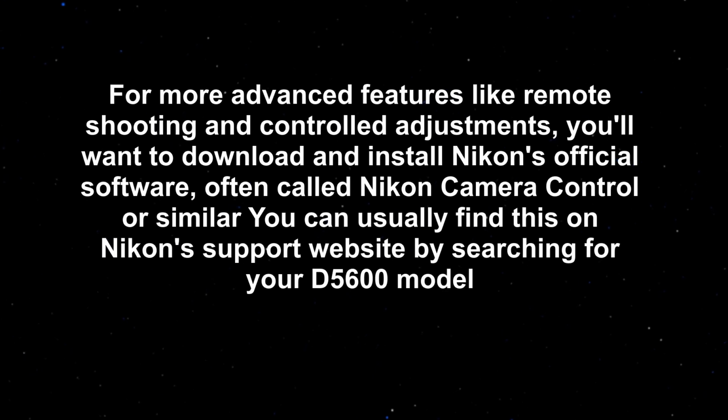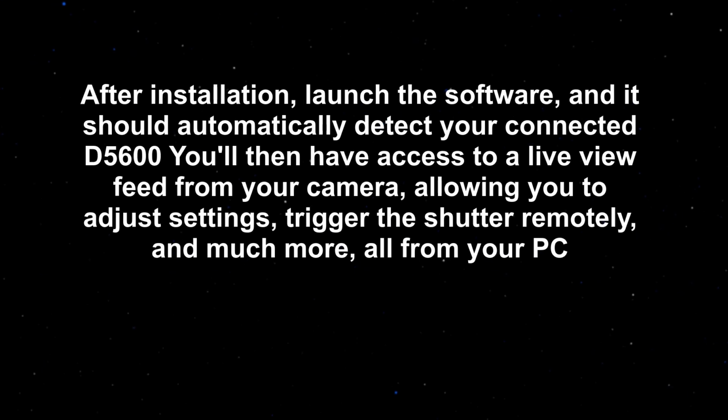For more advanced features like remote shooting and controlled adjustments, you'll want to download and install Nikon's official software, often called Nikon Camera Control or similar. You can usually find this on Nikon's support website by searching for your D5600 model. After installation, launch the software, and it should automatically detect your connected D5600. You'll then have access to a live view feed from your camera, allowing you to adjust settings, trigger the shutter remotely, and much more, all from your PC.